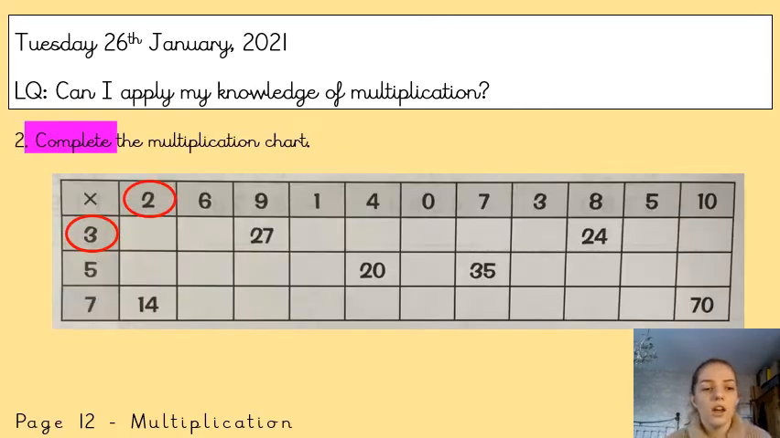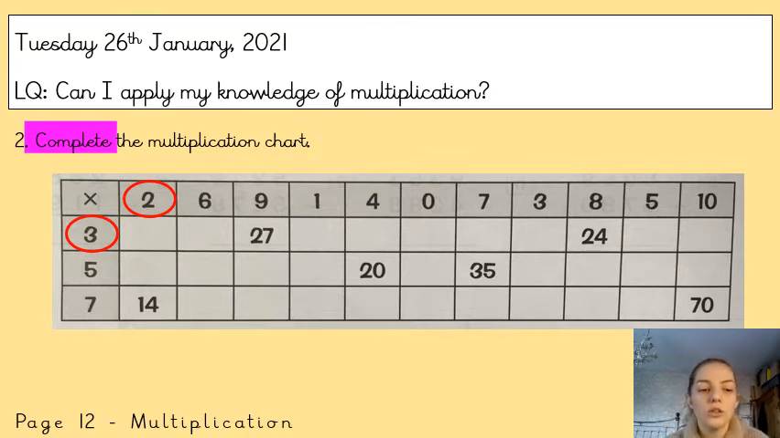Okay, so question 2 is asking you to complete the multiplication chart. Now, a lot of you have seen one of these before when we've done our practice times tables tests in school. So you should be superstars as to how you need to fill this out. But if you need some help, I'm going to explain it anyway, so do not worry.